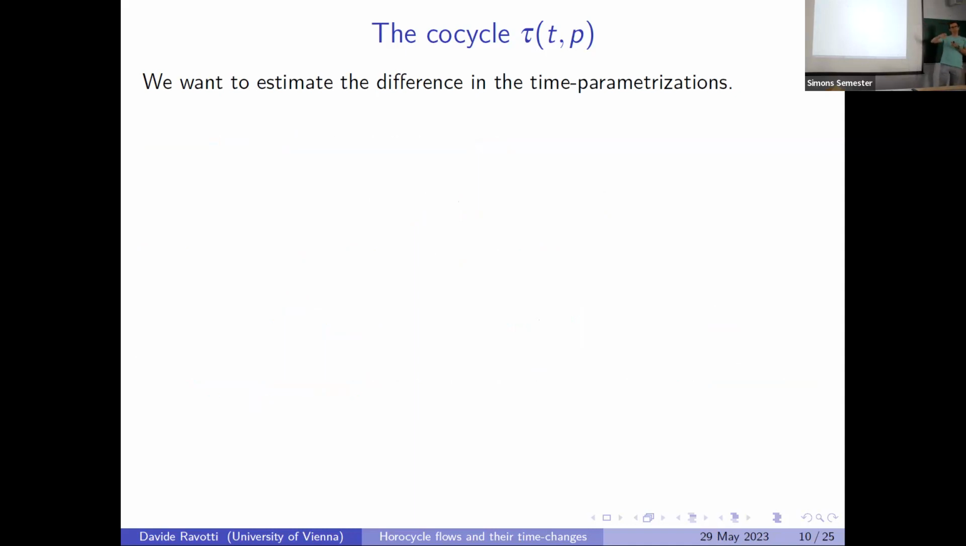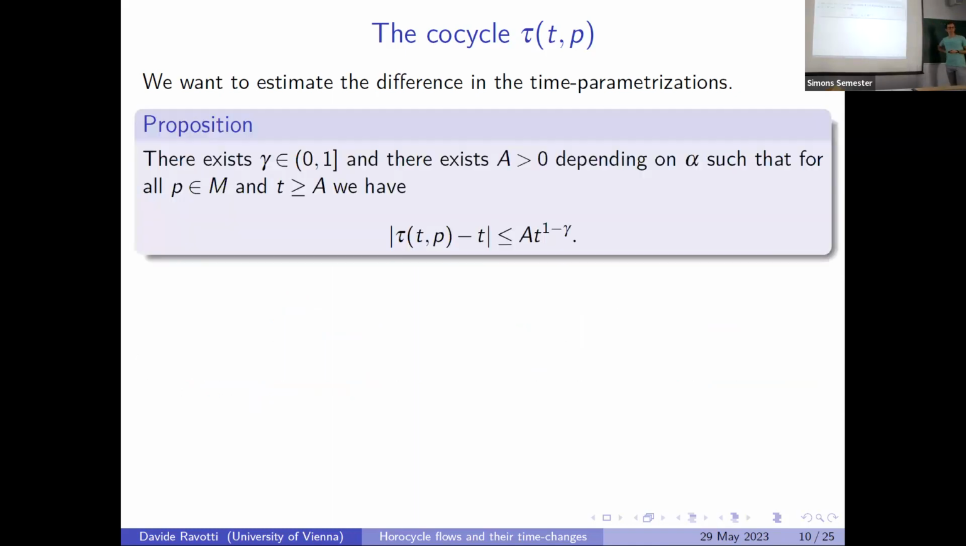Okay, but with this, we can already find some information about this additive cocycle. This is telling me how time is parameterized differently from the unperturbed flow to the time change. And we found a very nice expression involving the ergodic integrals of a function along the Horocycle, so we can use what we found to prove something non-trivial about this additive cocycle. In particular, we can prove that the difference between my time t and the time tau is going to be sublinear. It's going to be bounded by some constant times t to the 1 minus gamma, where this gamma is the same as for the deviation for the ergodic integrals.